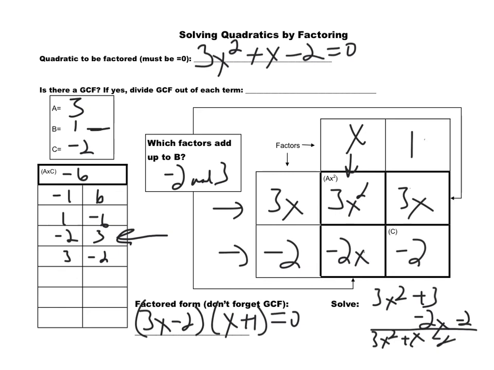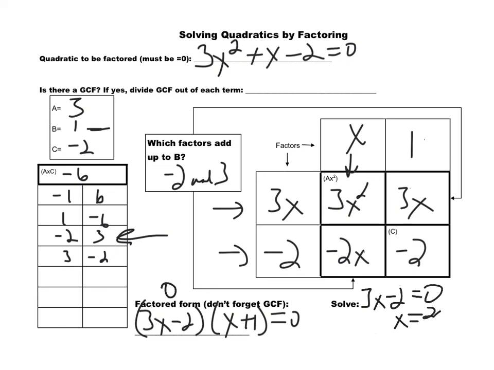Let me clean that up for a minute. So then we have to apply that zero product property, where we say 3x minus 2 has to equal 0, because if this equals 0, the whole thing is 0. And for that one, I'm going to add 2 and divide by 3. So x equals 2 over 3. And then the other one, we've got to ask ourselves, where does x plus 1 equal 0? Well, I'll just subtract 1. So x equals negative 1. So those are the two solutions.